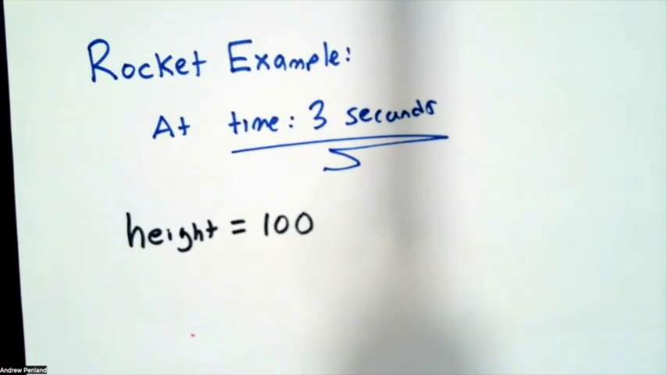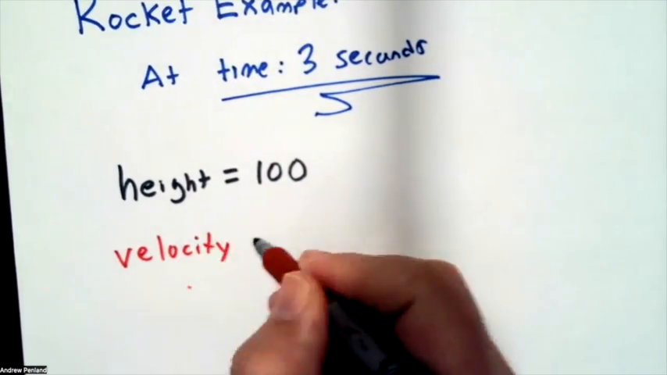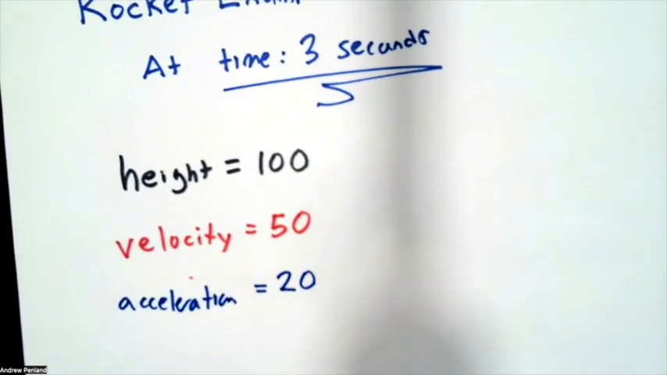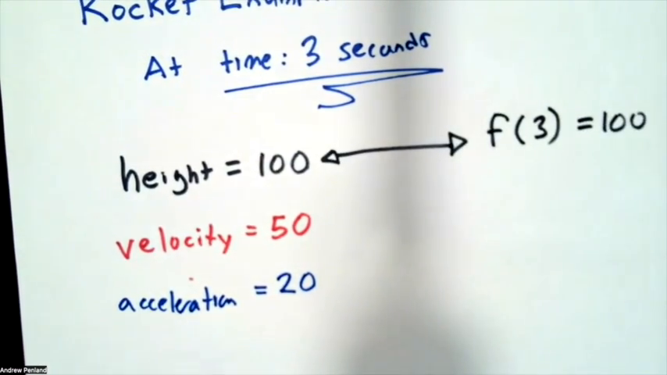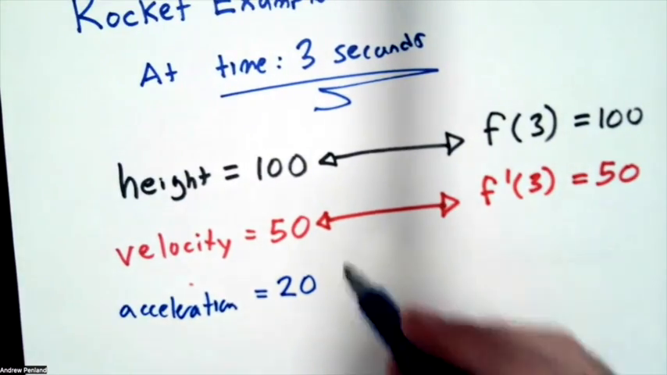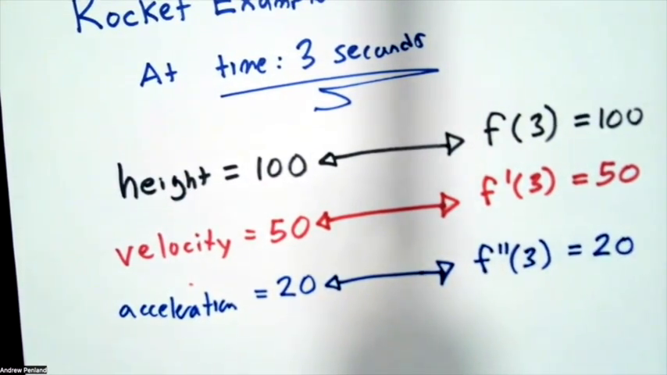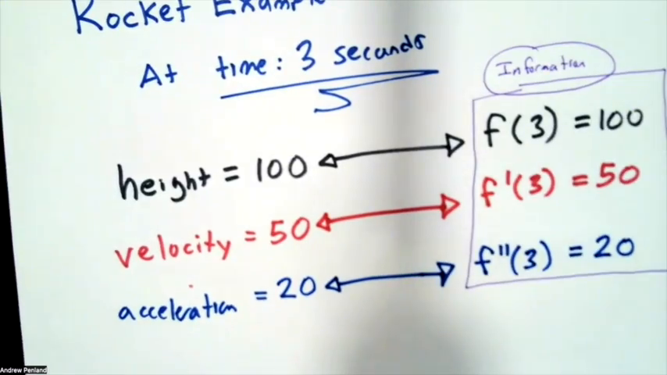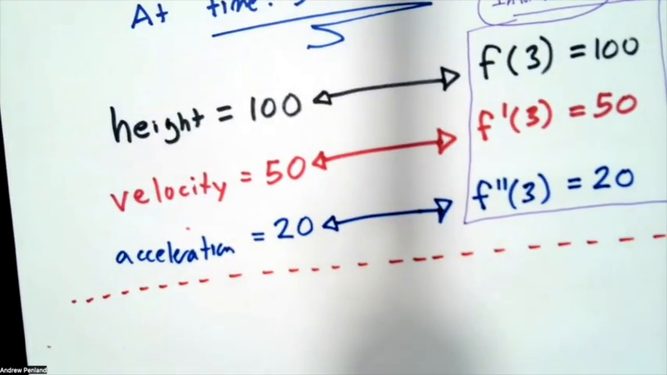So the important thing to recognize here is that the information we're given can be translated into function values. We can see that f of 3 is equal to 100, f prime of 3 is equal to 50, and f double prime of 3 is equal to 20.